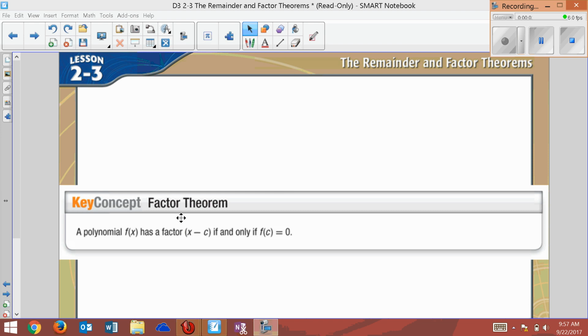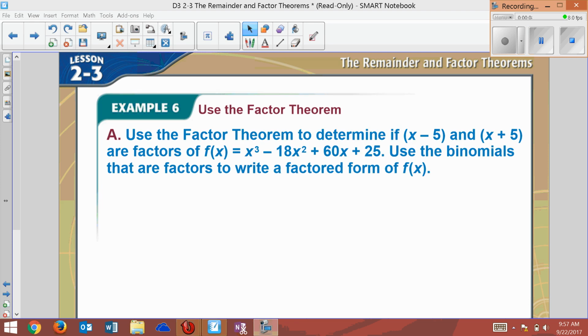We have a factor theorem that says if we divide and we get a remainder of 0, then that term is a factor. It's very simple. It is a factor. So it says use the factor theorem if x minus 5 and x plus 5 are factors of this. Use the binomials that are factors to write the factored form.